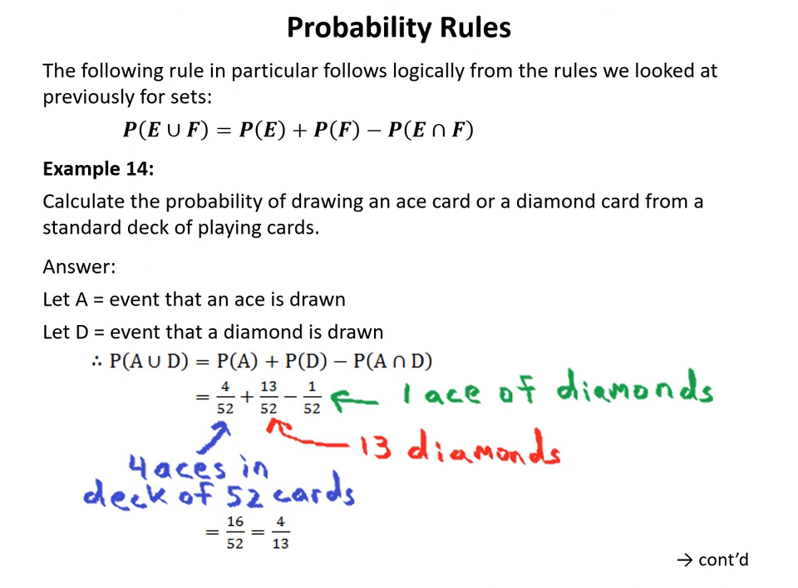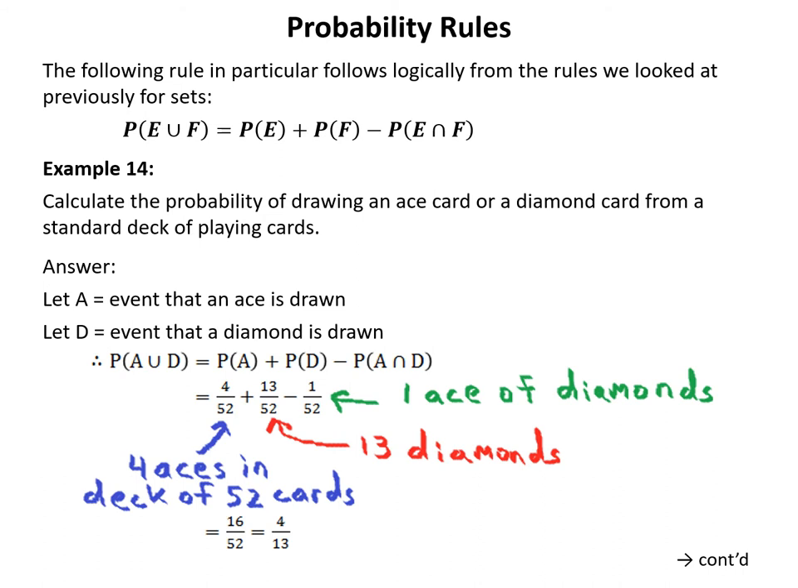So to answer this question, we can define the event A as the event that an ace is drawn and the event D as the event that a diamond is drawn. Remember, or is like union. So an ace or a diamond would mean that we're looking for the probability of A union D. Using the rule above, we would find the probability of A and add to it the probability of D. And since both A and D can happen, in particular if we get the ace of diamonds, we would have to subtract that because we've counted that probability twice.